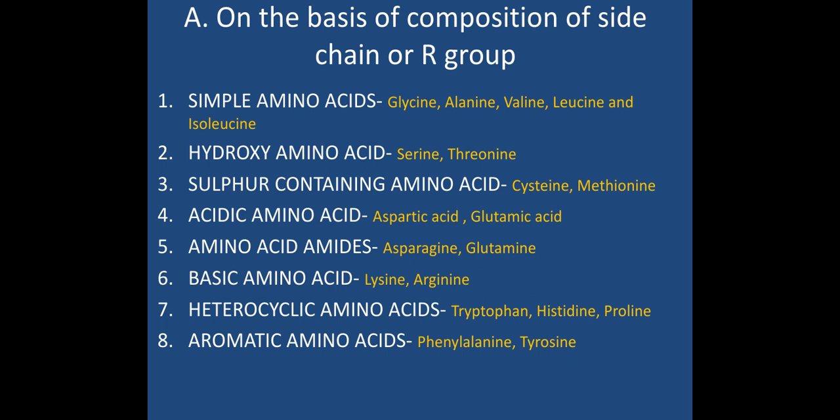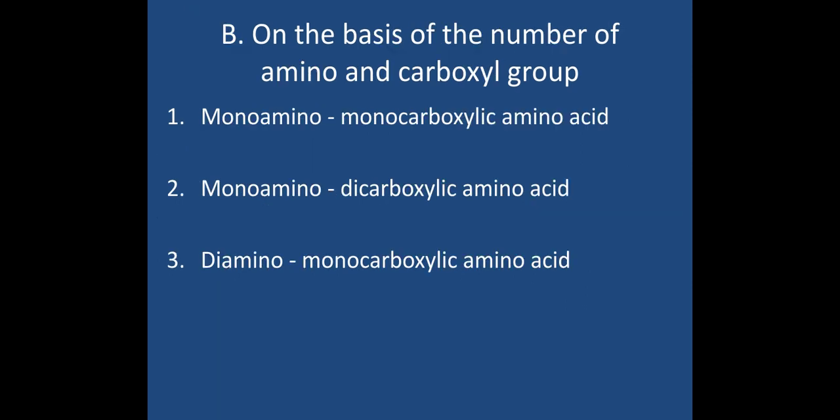Aromatic amino acids are those amino acids that have a benzene ring in their side chain, and the two amino acids containing the benzene ring are phenylalanine and tyrosine. Thus, we see that on the basis of composition of side chain, we can classify the amino acids into 8 categories, and these are the 8 categories. Now next, on the basis of the number of amino groups and carboxyl groups present in the amino acid, we can classify the amino acids into 3 categories.